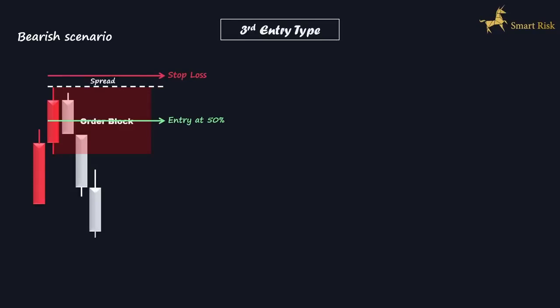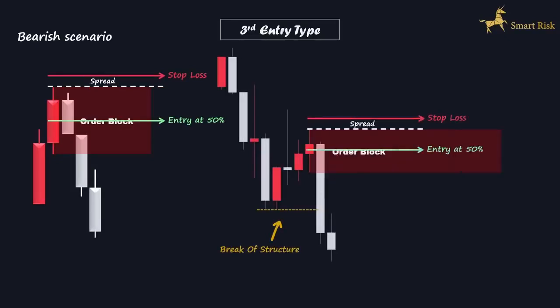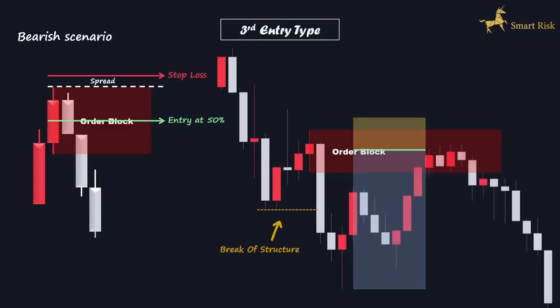This entry type offers a reward-to-risk ratio that is at least twice as large as the regular entry types mentioned. This is due to the refined entry point and the smaller size of the stop loss. This is precisely why this entry type holds a special place as my favorite approach. By employing this approach, we can potentially enhance the profitability of our trades while effectively managing risk.